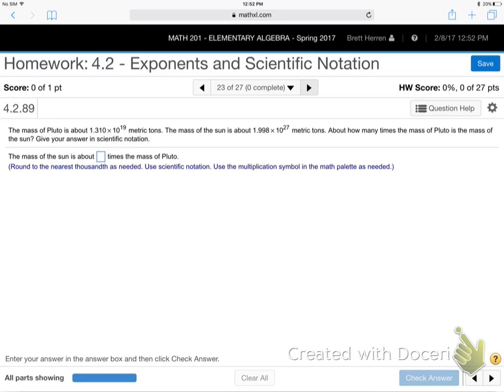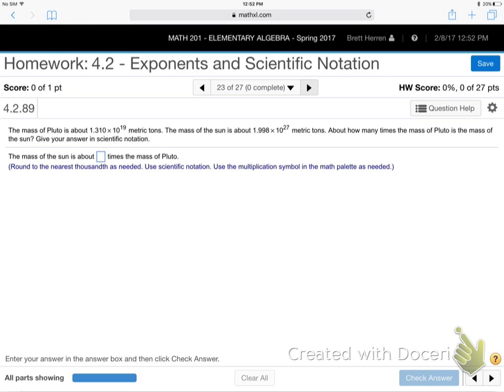But anyway, the mass of Pluto is a lot. The mass of the sun is way more. How many times the mass of Pluto is the mass of the sun? It's off the screen a little bit there. Give your answer in scientific notation. That's a weird question. So you know what you have to do?